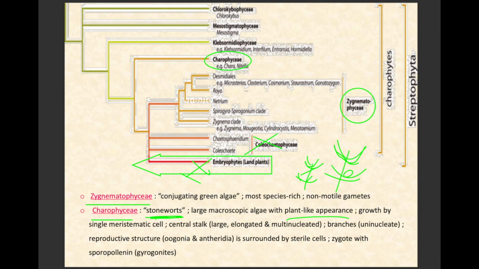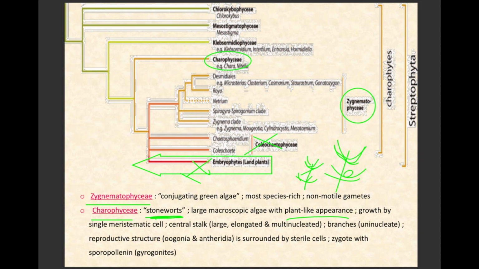Sa land plants, di ba? Sa mga flowering plants natin. These are usually surrounded by sterile cells. At ganun din yung itsura sa kanila. Para silang may flower na, pero hindi talaga siya considered as flower. But yeah, they have oogonia and antheridia that is surrounded by a sterile cell. At meron ka pang mga zygote with sporopollenin.